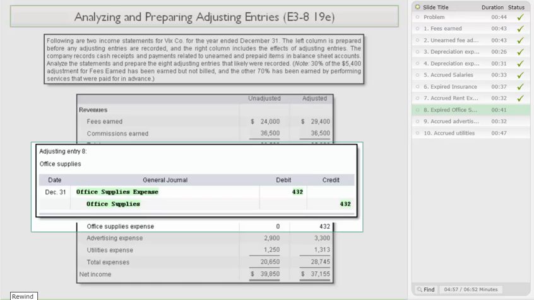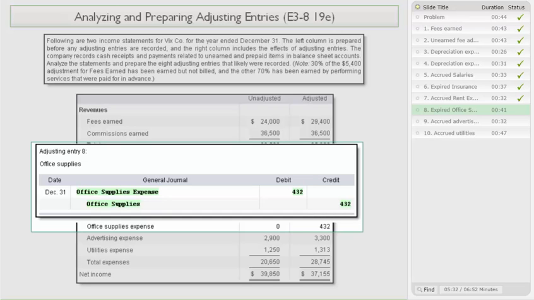The next line item down on the income statement that has a difference between the unadjusted and adjusted column is office supplies expense, and we see that $432 was recorded. So the most likely adjustment here is that the office supplies that were recorded on the balance sheet were used up. At least $432 of them were used up. And to record the adjustment or the expiration of the office supplies, we debit office supplies expense for $432 and credit office supplies.